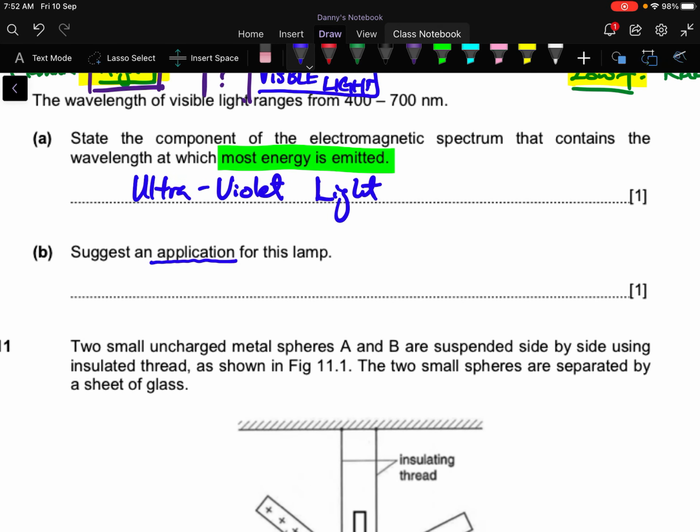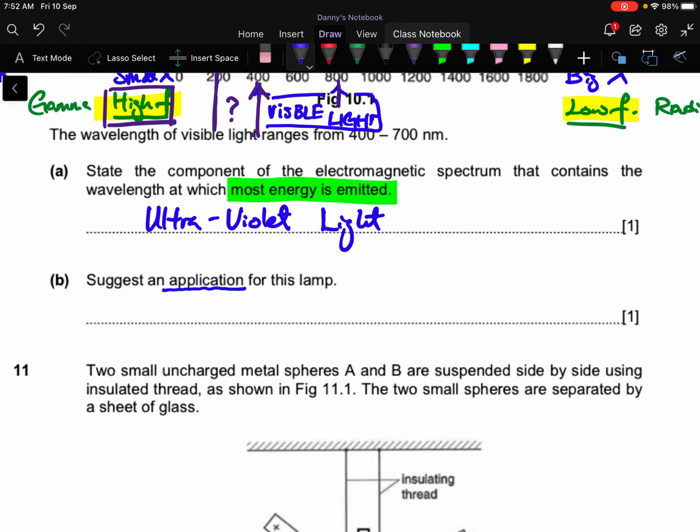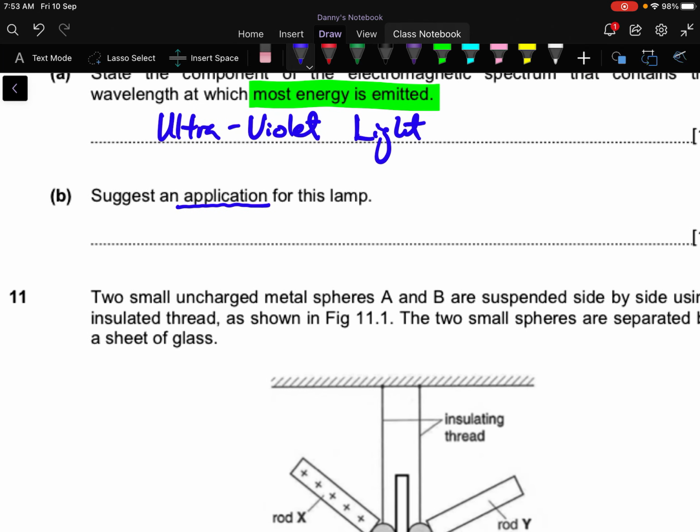Okay, and then for part B, you are supposed to give an application for this ray. It can be a suntan bed, it can be sterilization for equipment, like if you just had a newborn baby, you need to sterilize the milk bottle and things like that. We use ultraviolet light. You can use ultraviolet light to identify a false money note.